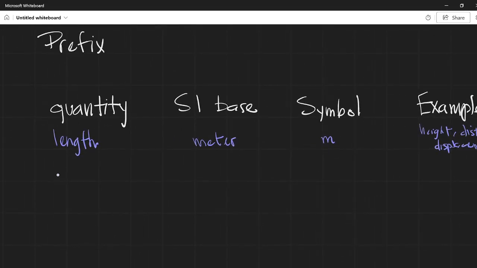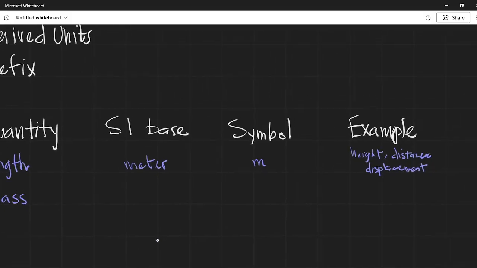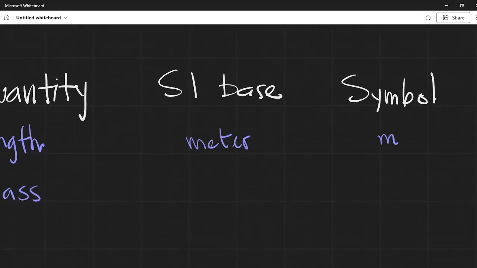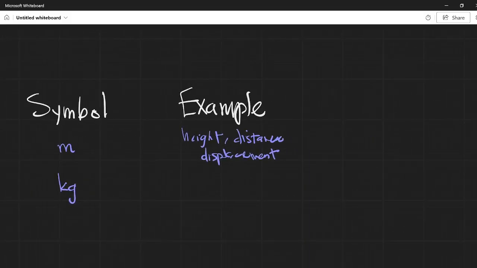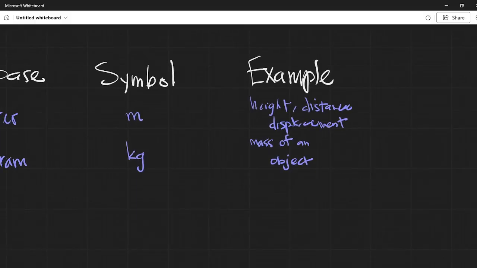The next unit is mass. This is like the amount of matter that comprises an object. And the unit for that is kilogram. So mass is measured in kilograms, and the symbol for the kilogram is kg. And this is basically the amount of matter in an object, the mass of an object. The measure of the amount of matter that the object contains.